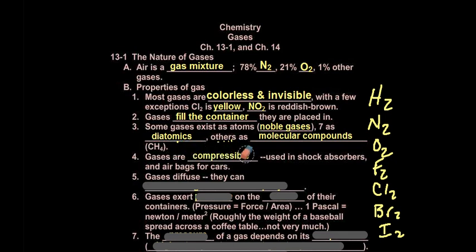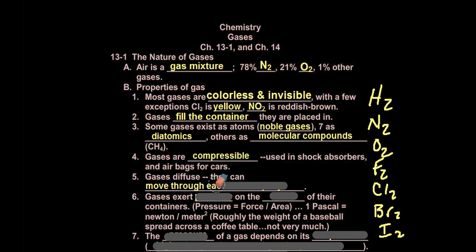Okay, gases are compressible, which means that's why they're used in shock absorbers and airbags for cars, or even paintball guns and those little CO2 cartridges, or propane tanks and that sort of thing.